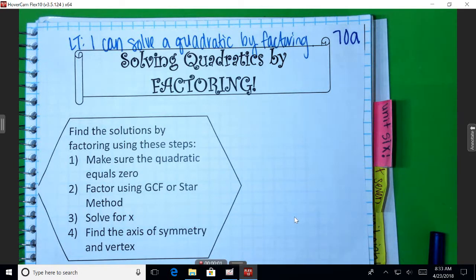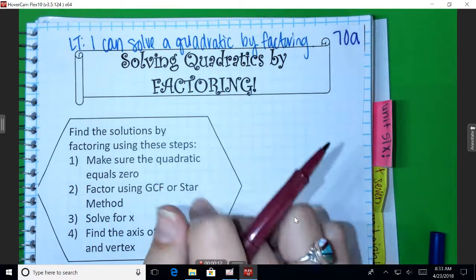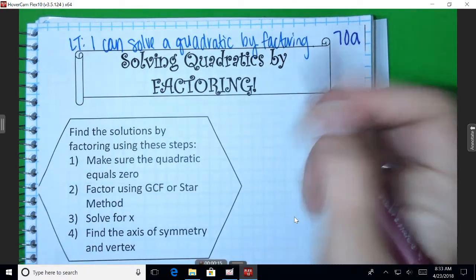So today we're going to find our solutions by graphing, which means we're going to find where y equals 0, or what our x equals, right? So when you're factoring, you use the star method or GCF.